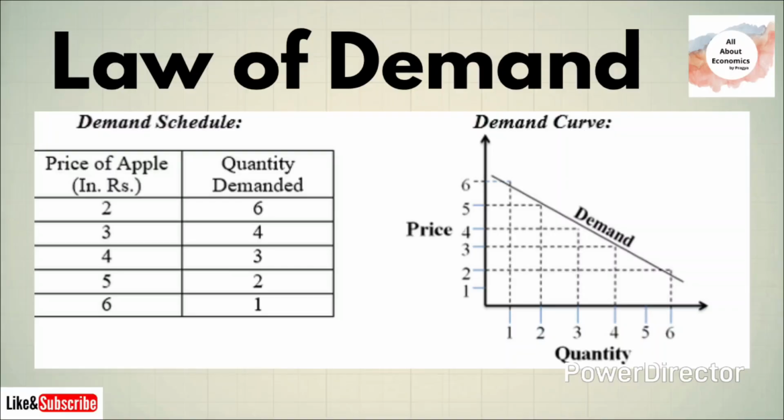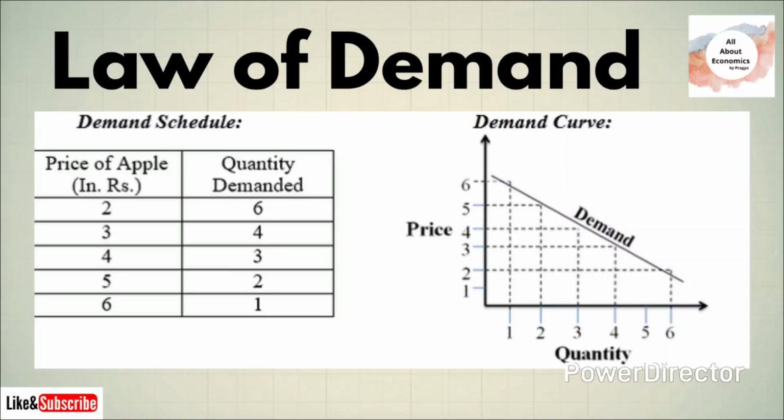So first of all we'll plot the point 2 and 6. At price 2, quantity demanded is 6 units. So we'll see that at the price axis, the y-axis, the price is 2, which is from the lower section 1 and then 2, and then the quantity demanded is 6 units, which is to the extreme right of the x-axis, right?